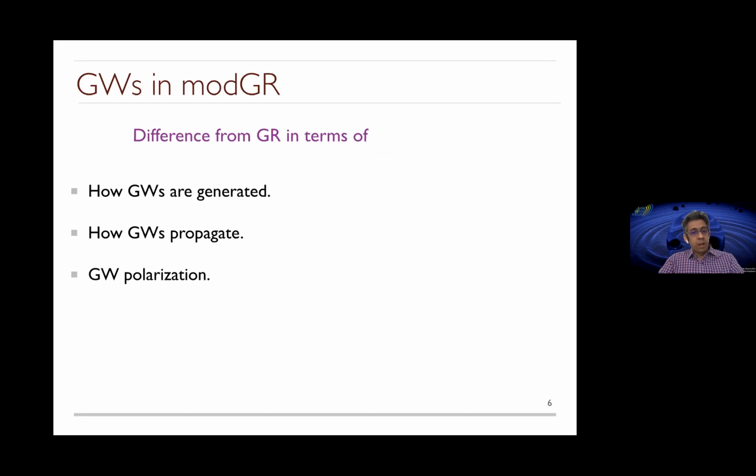It can differ in the way they propagate, or it could have additional polarization content, could be different from the gravitational waves in GR. This is just a category, as far as gravitational waves are concerned, about how these modifications can happen.